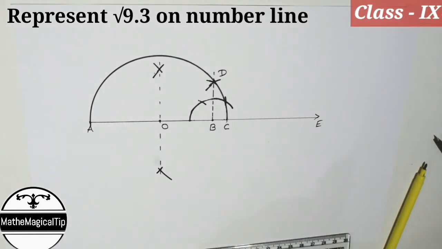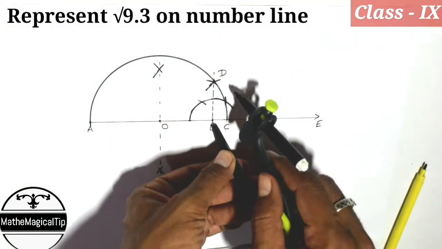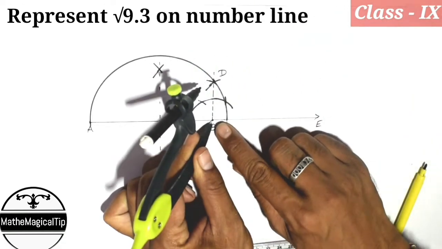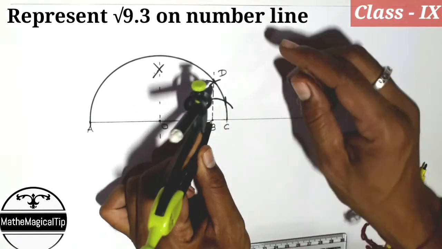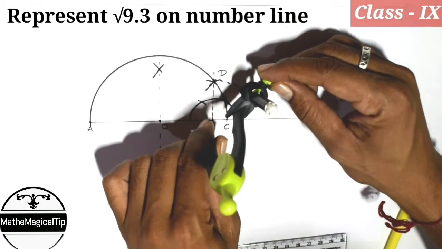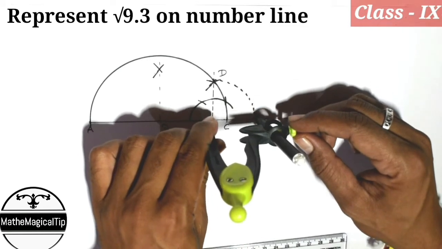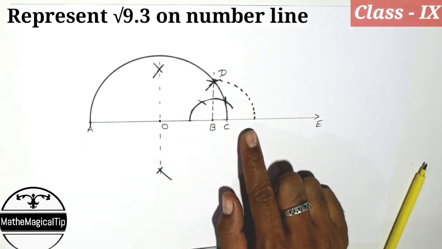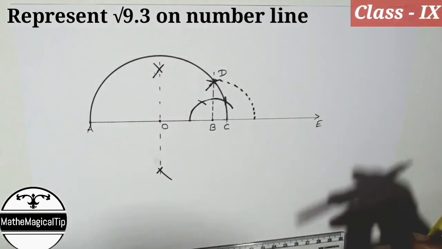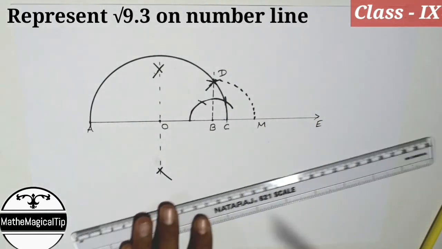Now the next step is the final step. From B as a center and BD as a radius, draw a semicircle. That is, B as the center and D as the point. You will draw like this, and the point where this touches the extended line, let it be M, I am taking. So this is the final answer of mine.